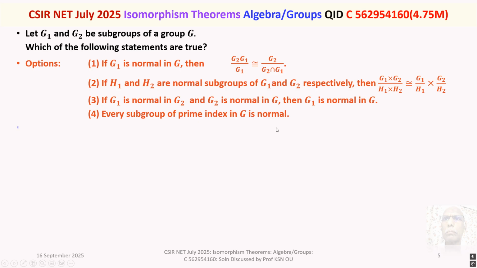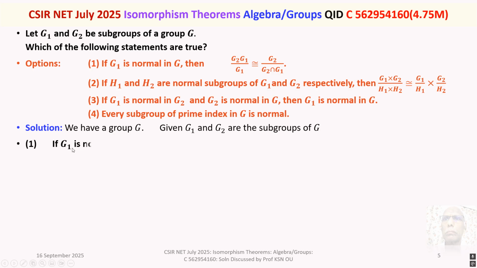Right. Let's now discuss the solution of the problem in detail. We have a group G. Given G1 and G2 are subgroups of G. Right. Now, let's consider option 1. If G1 is normal in G, then G2G1 by G1 is isomorphic to G2 by G2 intersection G1.